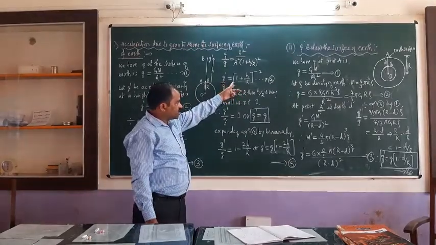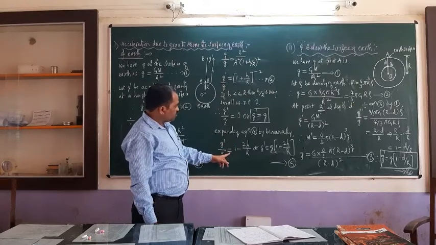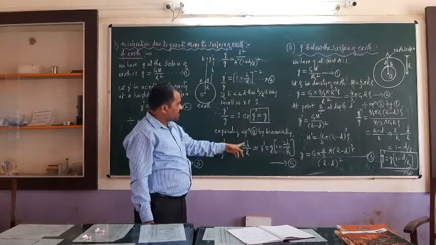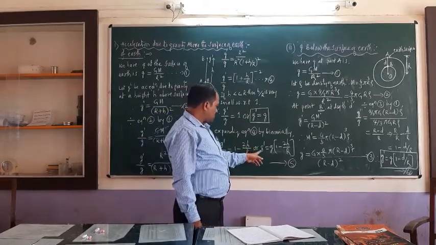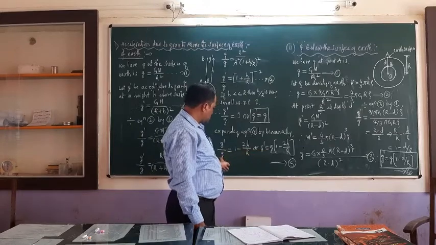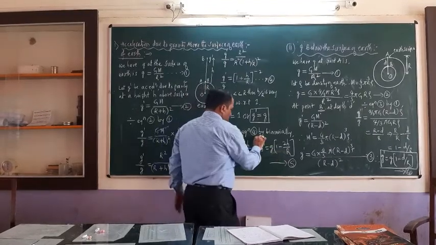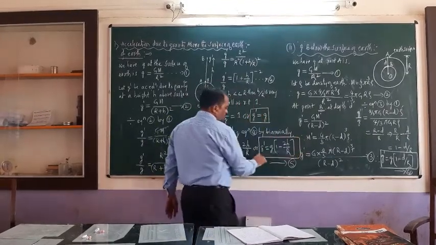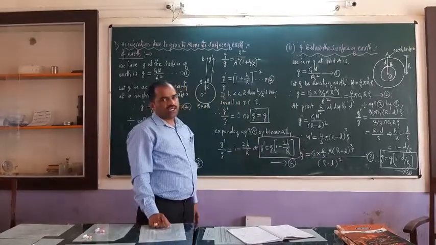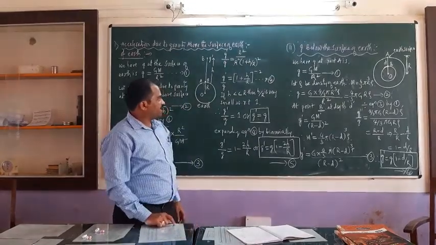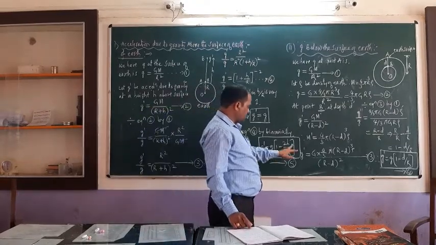If you expand this equation 4 binomially, then we have g dash by g is equal to 1 plus h by r becomes 1 minus 2h divided by r. Or we can write g dash is equal to g into bracket 1 minus 2h by r. So this is the final expression for the acceleration due to gravity above the surface of the earth: g dash is equal to g into 1 minus 2h by r.